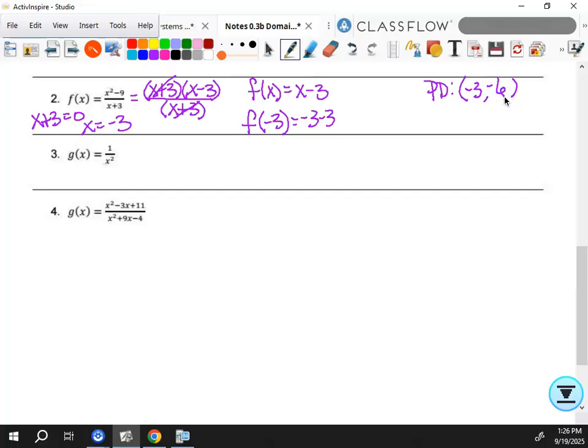Now what I'm really looking for here is the y-intercept. That is also an ordered pair, but that has a 0 as my x value. So that means I want f of 0. Oh, that looks like a 6. f of 0 is 0 minus 3, so that's -3. Okay. Any questions? All right.